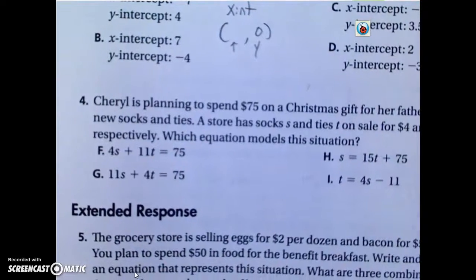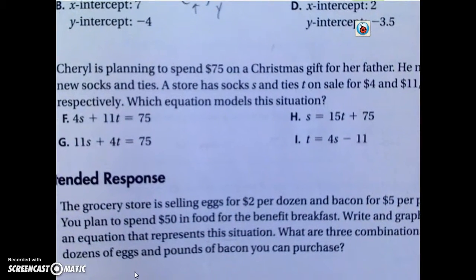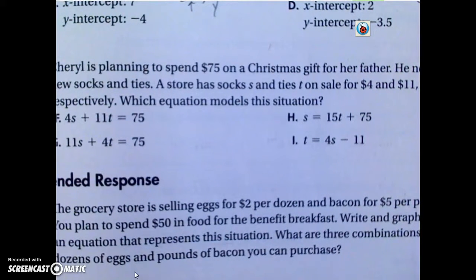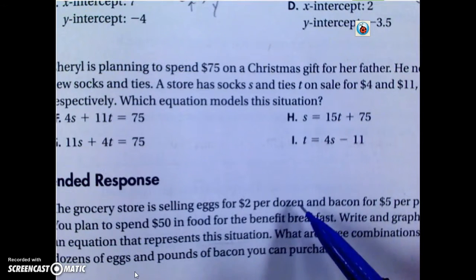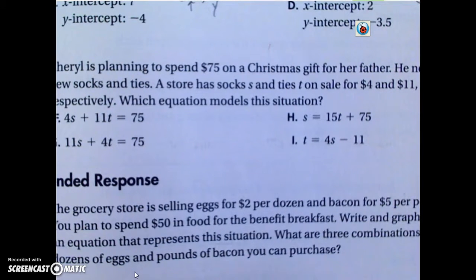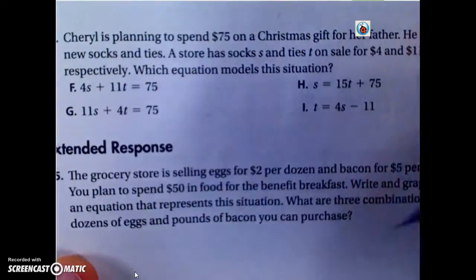Number 5 says a grocery store is selling eggs for $2 per dozen and bacon for $5 per pound. You plan to spend $50 in food benefit for breakfast. Write and graph an equation that represents this situation. I also want you to get an equation set up, maybe talking about $2 for eggs, $5 per pound of bacon, and we have $50 in the food benefit that we're trying to spend. So maybe try to incorporate all of this together, right?